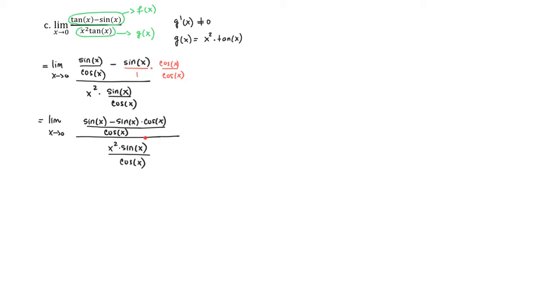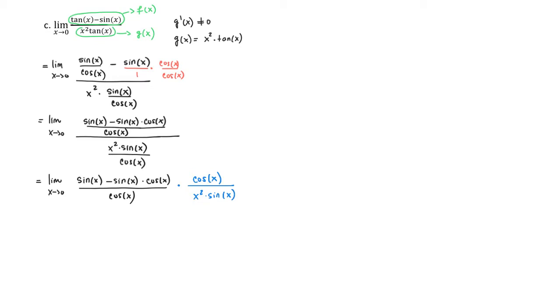Then we're going to take this division and turn it into multiplication by multiplying the numerator times the reciprocal of the denominator. So that is going to be equal to the limit as x approaches 0 of sine of x minus sine x times cosine of x, all this divided by cosine of x. And let's do the reciprocal in a different color. So times cosine of x. So practically flipping the denominator. Divided by x squared times the sine of x.